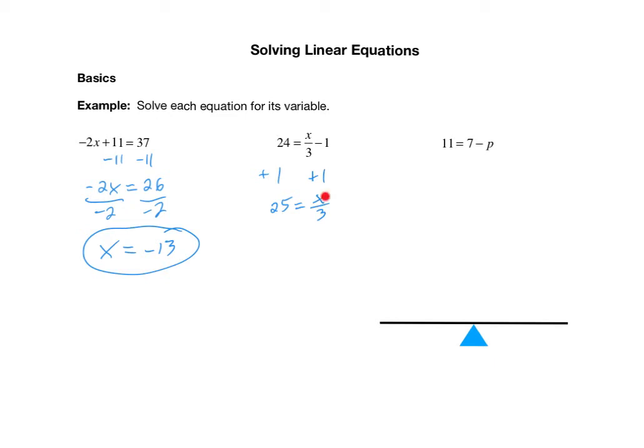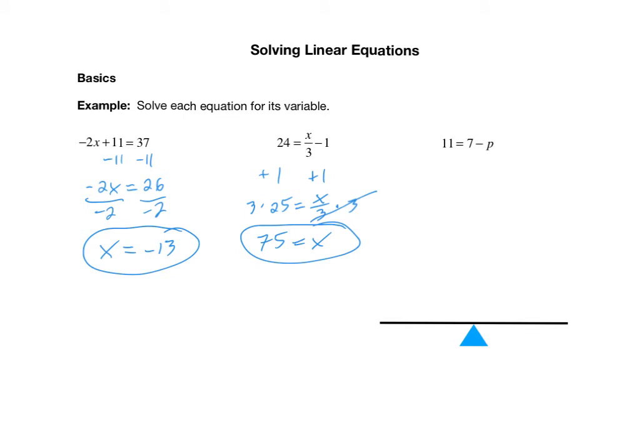Now x is being divided by 3. The way to undo division by 3 is to multiply both sides by 3. Over here, you end up with just the x on the right-hand side, and 3 times 25 gives us 75 on the left-hand side. 75 equals x is equivalent to the initial equation. X equals 75 is the solution to the initial equation.